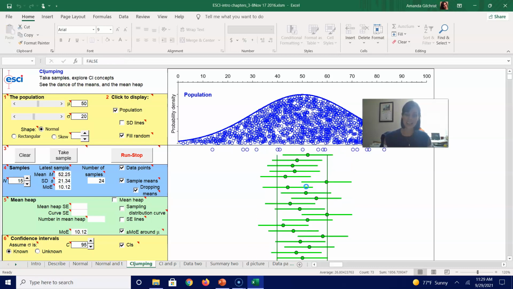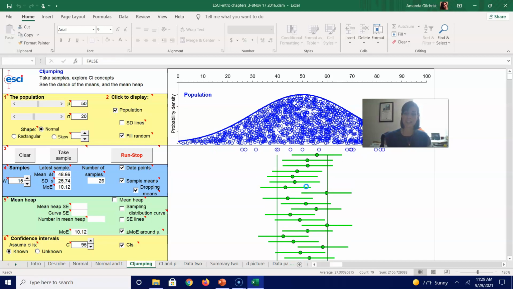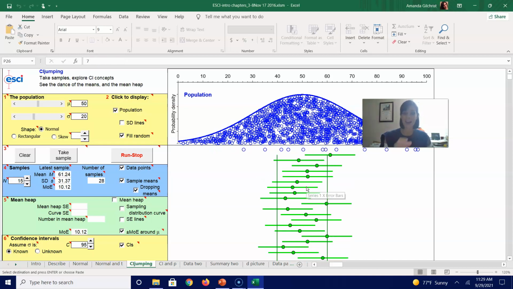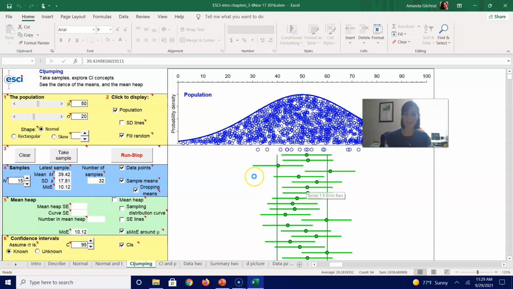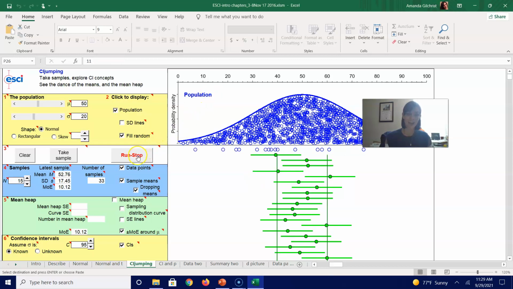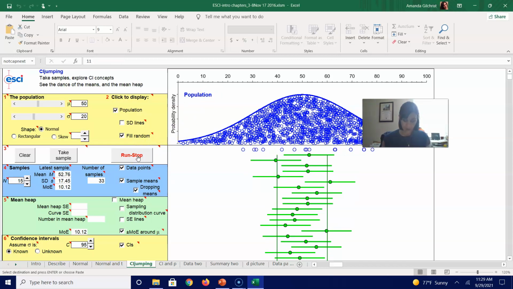So notice again that very few of our data points, our sample means, are falling outside of that margin of error. Now there are a couple that are. We have a couple that are just touching the border. So now we're going to look at another instance. We're going to look at every time that mu falls within one of our confidence intervals. So our mu is 50 here. The most recent sample mean was 52, and so that's right here, and its confidence interval actually captures mu.